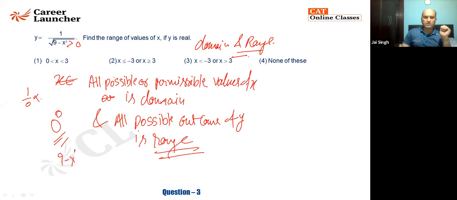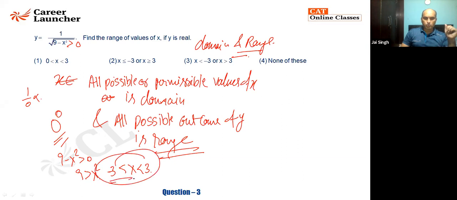So I'll say 9 minus x square is greater than 0. I'll say x square is less than 9. What does that mean? x is less than 3, because when you are finding out the square root of it. And I will say x is greater than minus 3. जो भी होगा -3 से +3 के बीच में लाई करेगा. Option number 4. Avnish, is it clear?